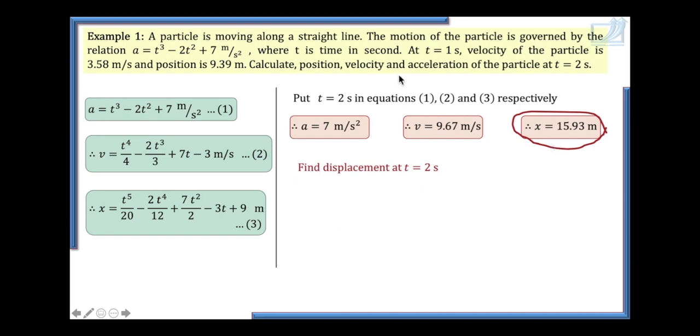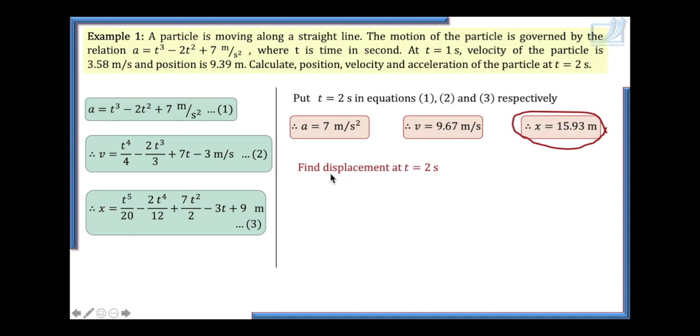Remember, it is not asked in the problem, but I am discussing it with you to make your concepts clear about position and displacement. In exam, you may face exactly the same problem in which you are asked to find displacement at t equal to 2 seconds. And just putting t equal to 2 seconds here, you will not get displacement, you will get position.